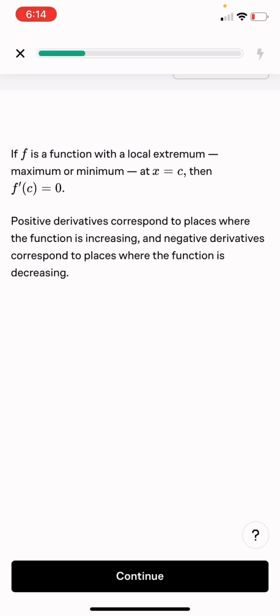If f is a function with a local extreme, maximum or minimum, at x equals c, then f prime of c equals 0. Positive derivatives correspond to places where the function is increasing, and negative derivatives correspond to places where the function is decreasing.